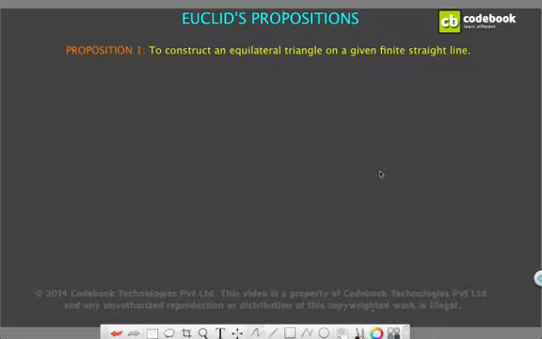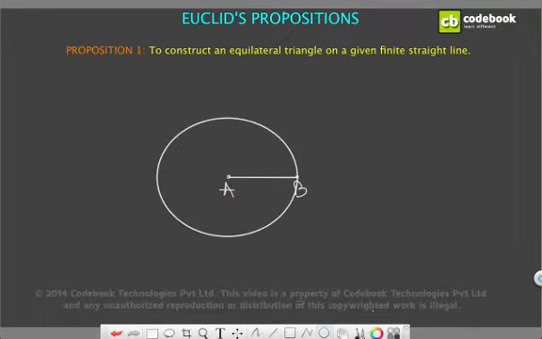Based on Euclid's first postulate, to draw a straight line from a point to any point, let us draw a straight line AB of finite length. Next, we will apply Euclid's third postulate, which is to describe a circle with any center and radius. So what Euclid meant by that was, if you are given a center and a distance, you can always construct a circle with that distance as the radius. So here let's assume that center to be A and the distance to be AB, and draw a circle. So by applying Euclid's third postulate, we have now drawn a circle.